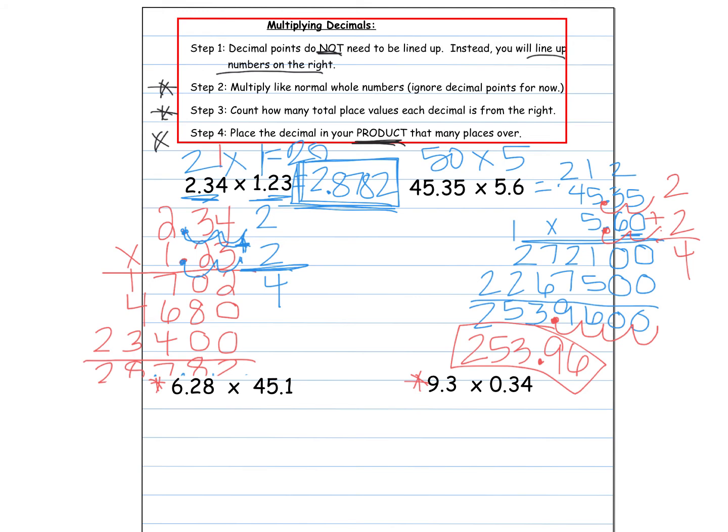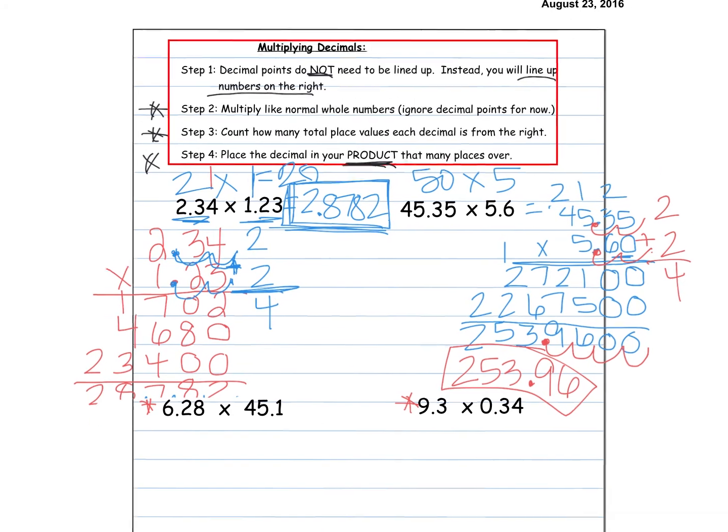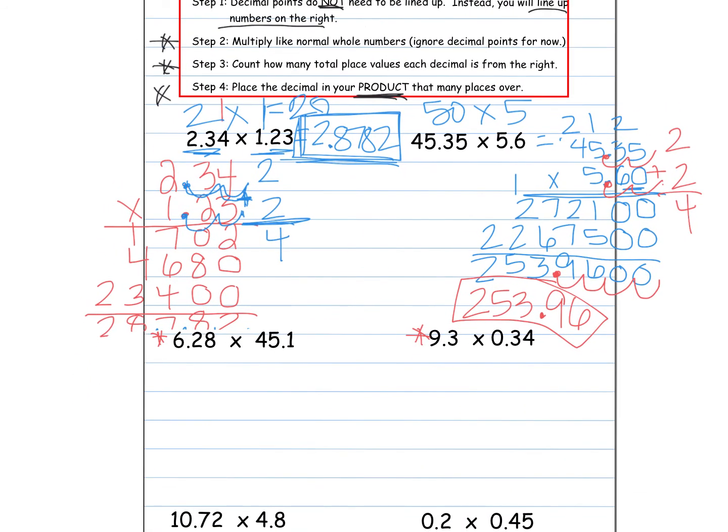Okay, we have 6 and 28 hundredths times 45 and 1/10. I'm going to add that 0. So add a 0 and then start multiplying by my 1. So 1 times 8, 1 times 2, 1 times 6. Add 2 zeros for my 5, so 5 times 8 is 40. And then 14. 5 times 6 is 31.